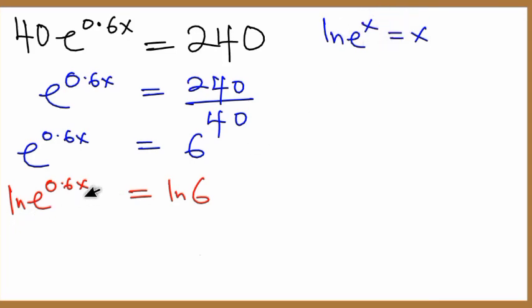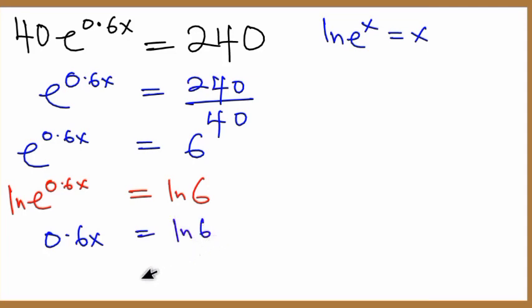So here my ln e is here. So 0.6x becomes my x, which is equal to x. So the whole of this one gives me 0.6x when we apply this relationship equals ln 6.